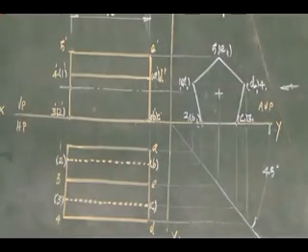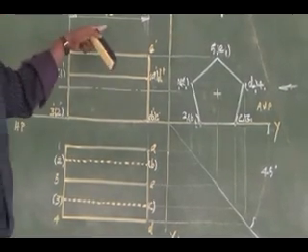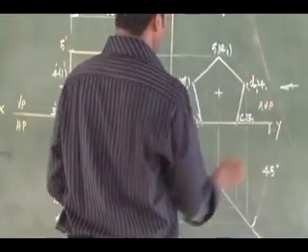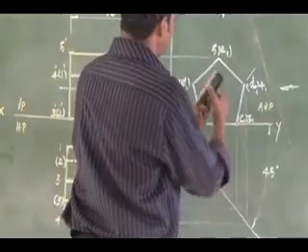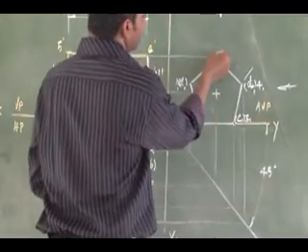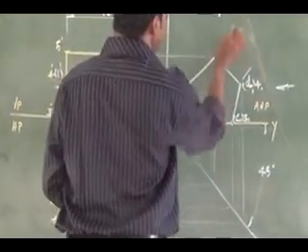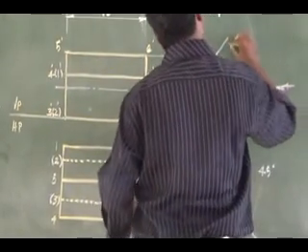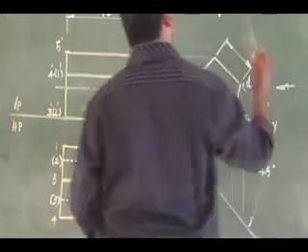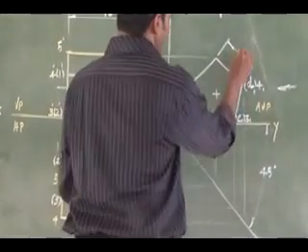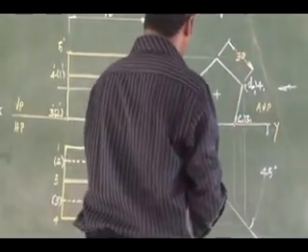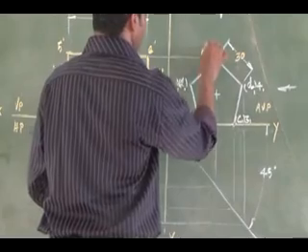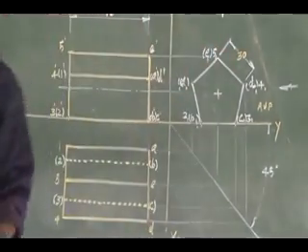So what else is missing in this one? Dimensions. Dimension 70 mm is done. The pentagon side is missing. It is given in the problem, 30 mm, and you have to dimension it carefully. Any one side you can dimension. This 30, this is my E and 5, E1. Is it clear? Any clarification in this?